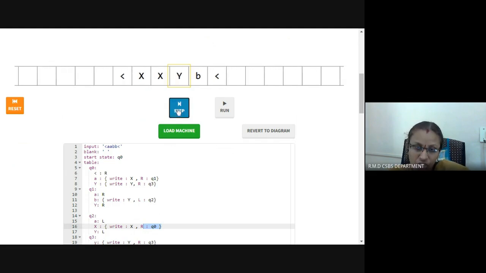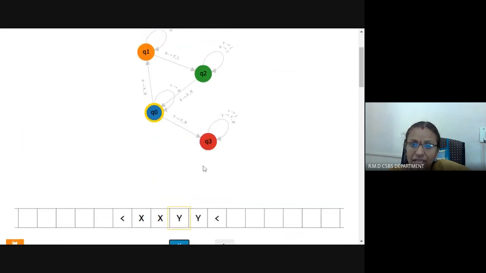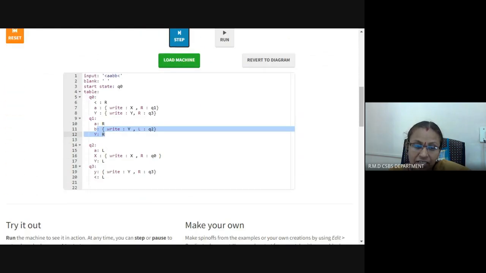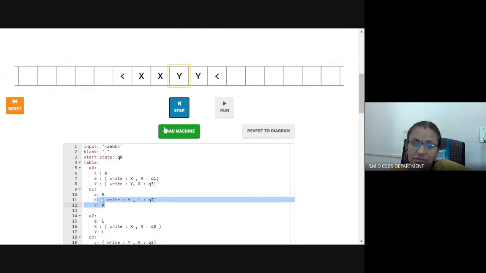So a will be changed to X. When it is changed to X, it is q1. In q1 on Y, I'm just moving right. In q1 on b, I change it to Y. Coming left, q0 is there. When it is X, q0 moves right. When q0 sees Y, I'm considering that as the final state. I'm not doing anything; you are going to stop the process. Okay, so this is what is being done.